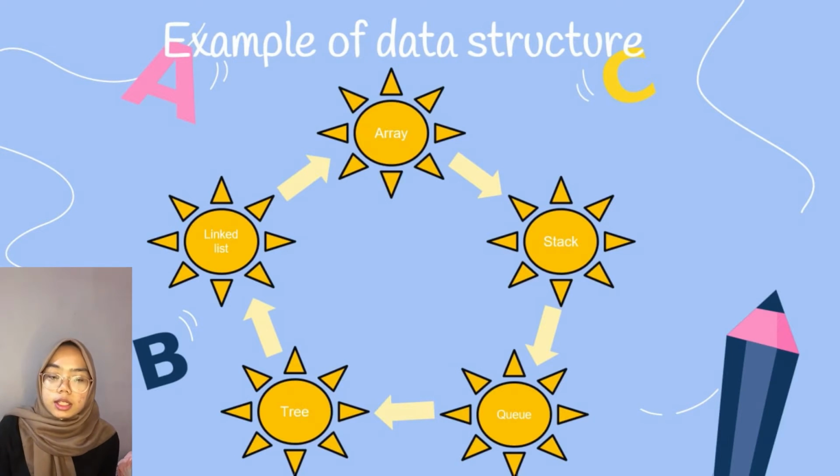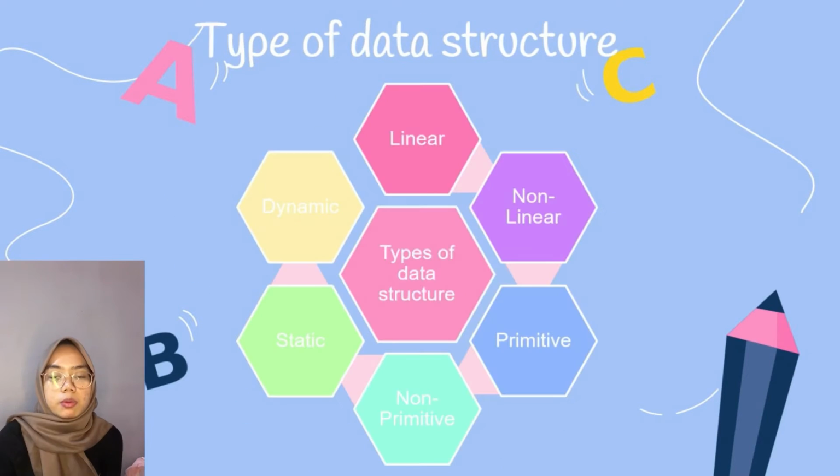For linked list, what is a linked list? A linked list is a collection of nodes, each node holding some information and a pointer to another node in the list. We have 6 types of data structure, which is linear, non-linear, primitive, non-primitive, static, and dynamic. Linear data structure form a sequence. Non-linear structures are multi-level and non-sequential.